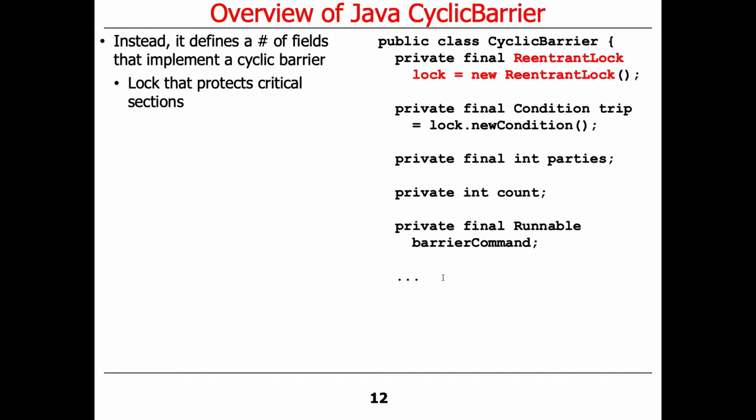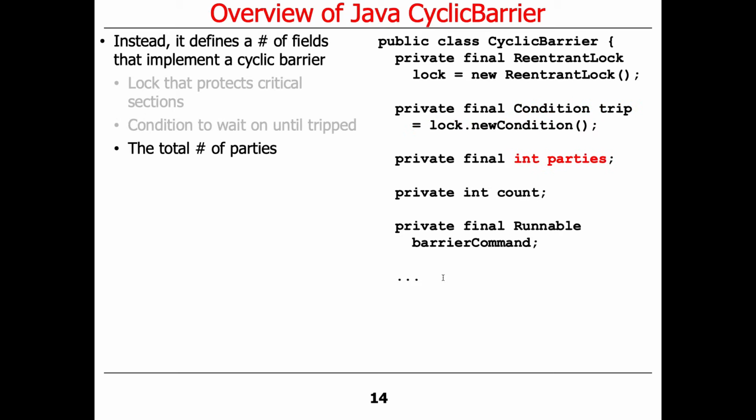There's a lock that's used to protect the critical sections of the code. No surprise there. There's a condition that the threads that are part of the fixed-size group of threads in the cyclic barrier work crew wait upon until they're able to make progress. So it's just the classic use of a condition object. There's a count of the total number of parties, which is the number that's provided in the constructors. We'll see in a second.